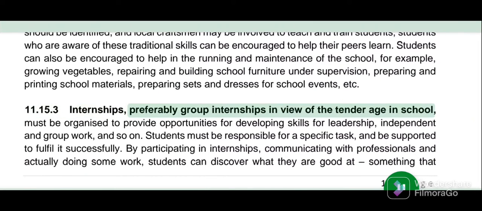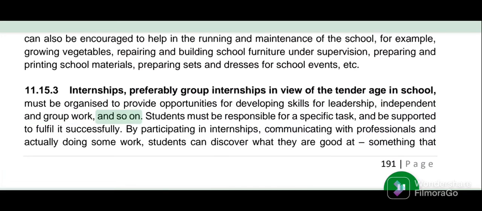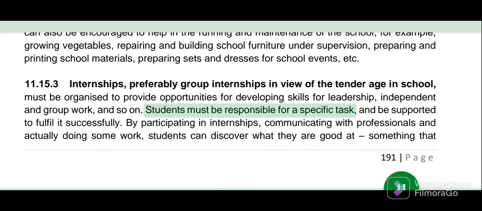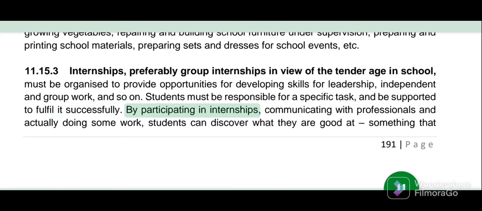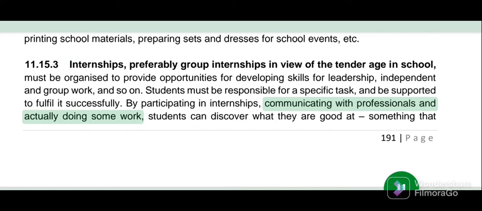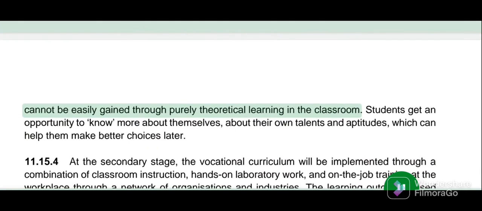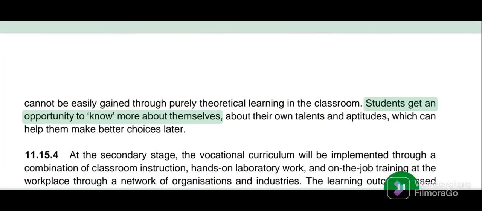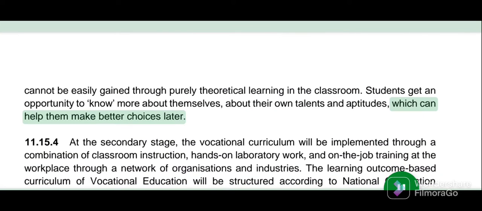11.15.3 Internships, preferably group internships in view of the tender age in school, must be organized to provide opportunities for developing skills for leadership, independent and group work, and so on. Students must be responsible for a specific task and be supported to fulfill it successfully. By participating in internships, communicating with professionals and actually doing some work, students can discover what they are good at, something that cannot be easily gained through purely theoretical learning in the classroom. Students get an opportunity to know more about themselves, about their own talents and aptitudes, which can help them make better choices later.